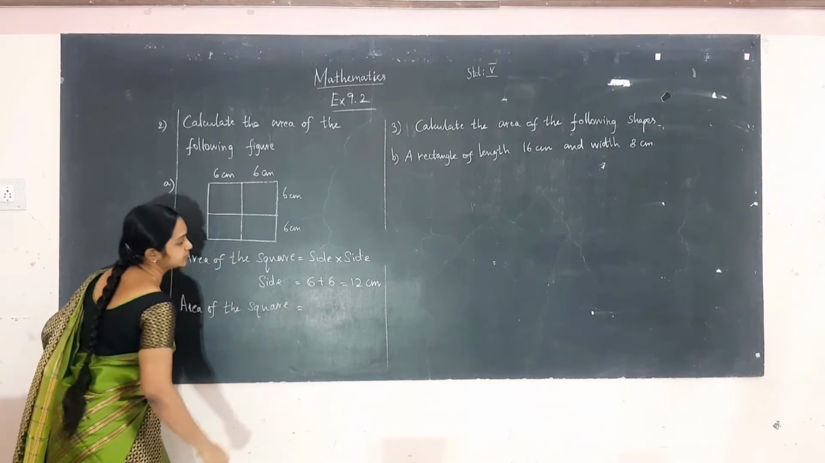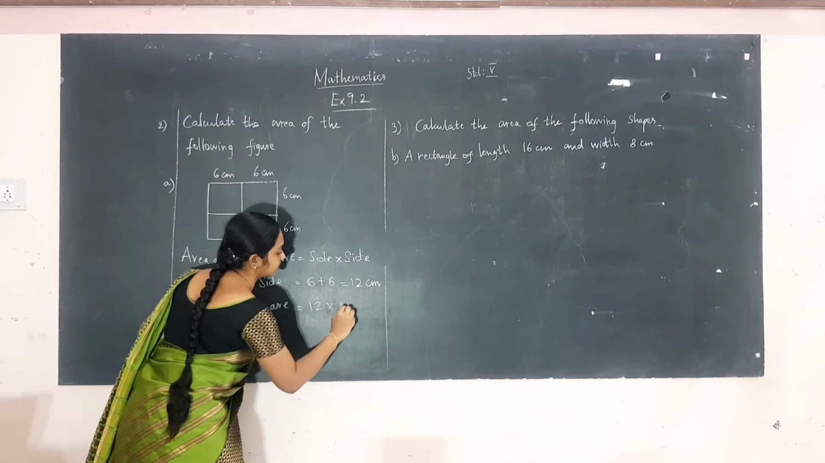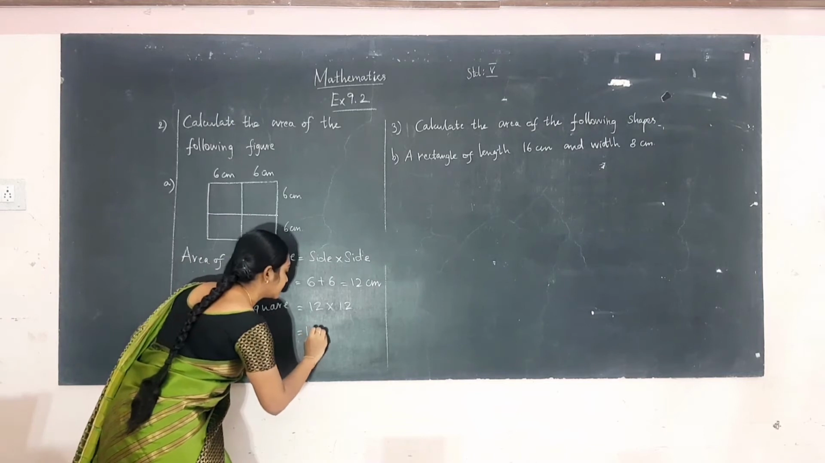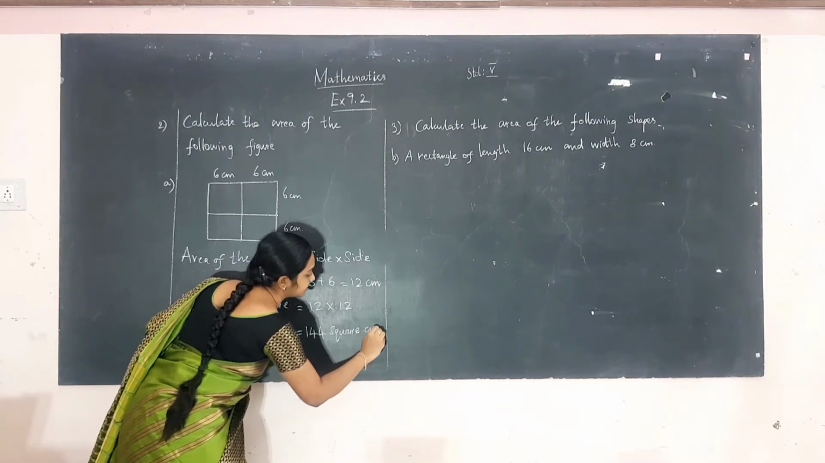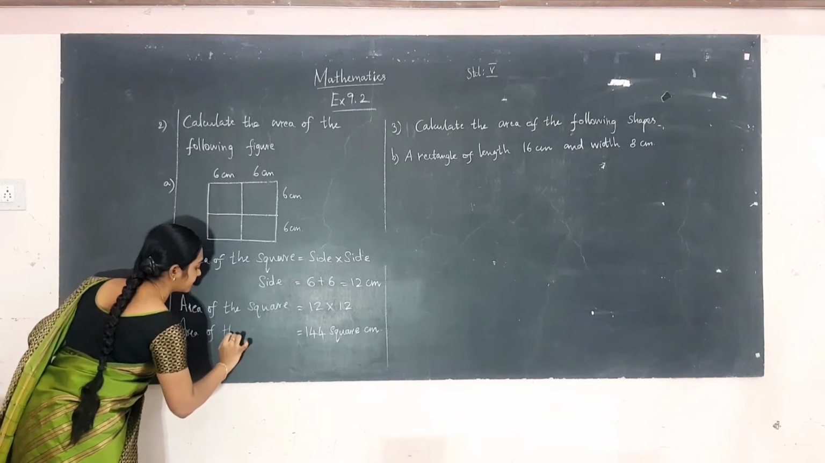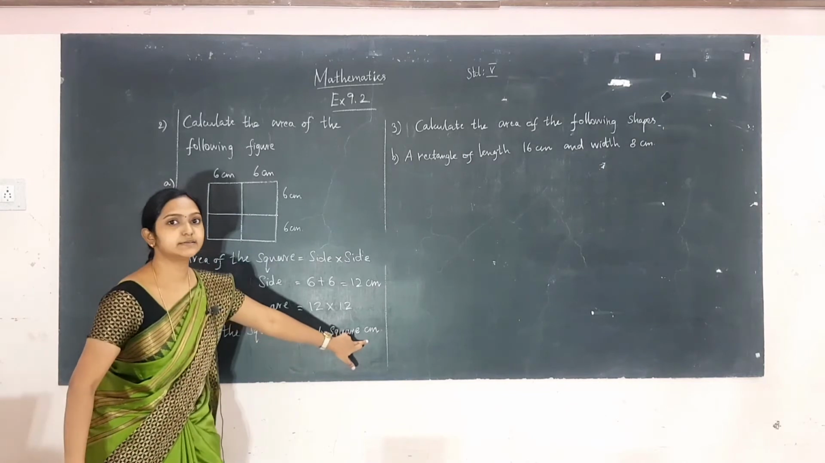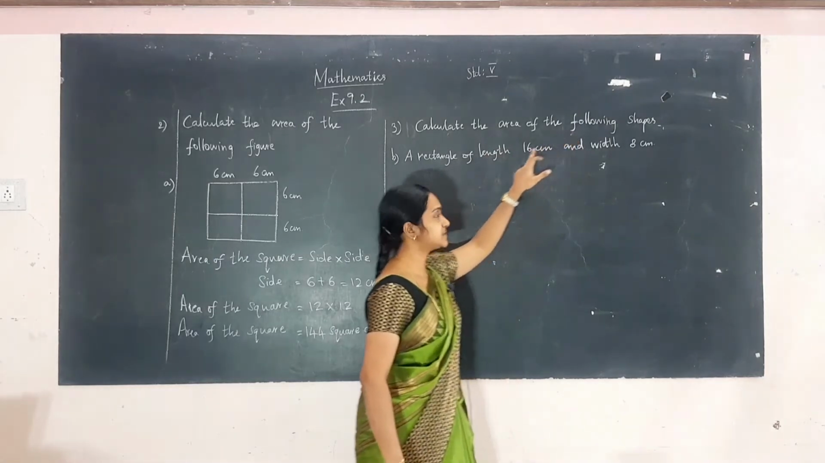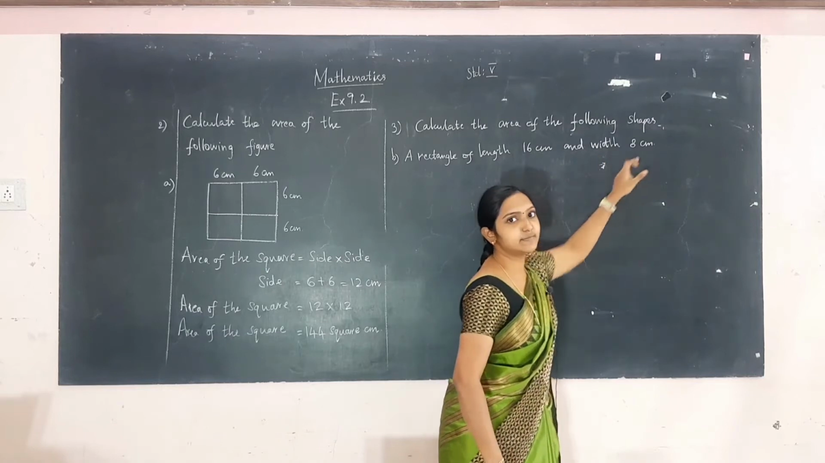Area of the square is equal to 12 centimeter into 12 centimeter. 12 into 12 is 144 square centimeter. So the area of the given square is 144 square centimeter. Next, calculate the area of the following shapes. A rectangle of length 16 centimeter and width 8 centimeter.